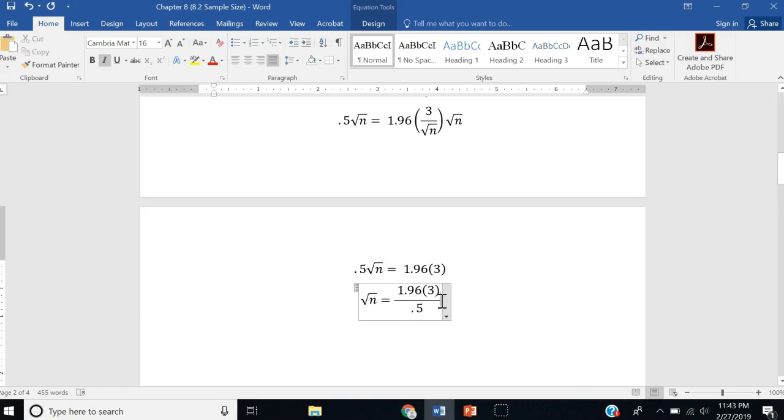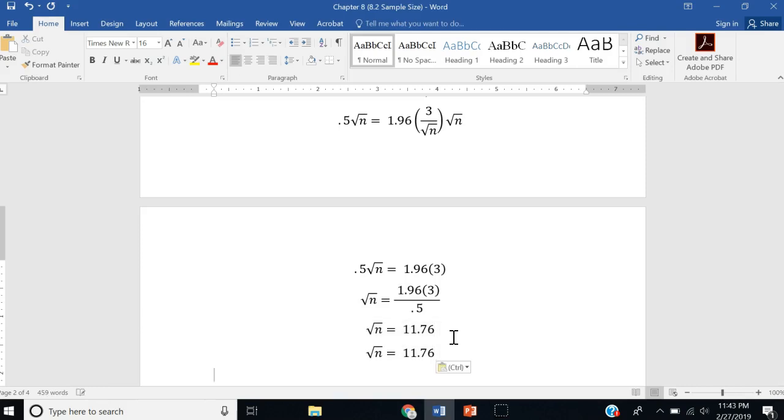So let me go through all the steps now. I won't write all the steps every time, but I have 11.76 is the square root of n. Notice that's not what the sample size is. The square root of n is 11.76. So what we're going to do is square both sides. So I take both sides, and to undo a square root, I have to take things to the second power. Oops.